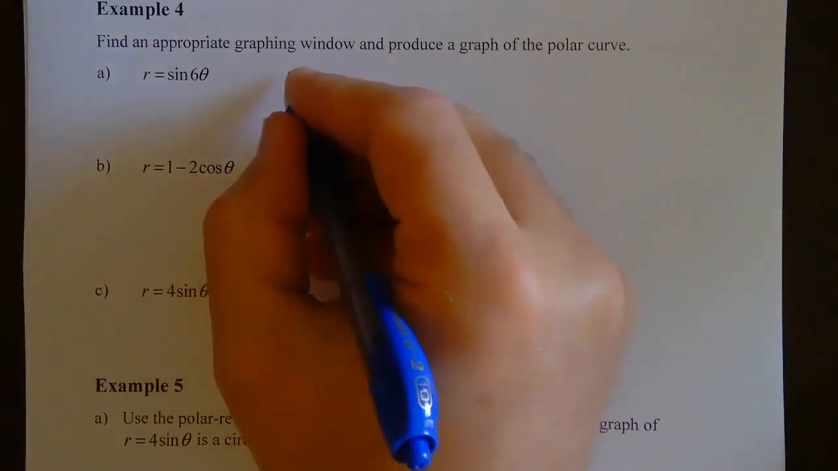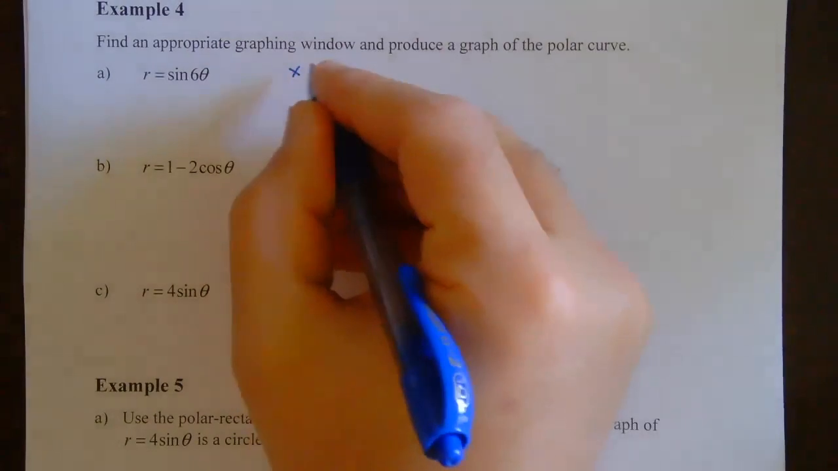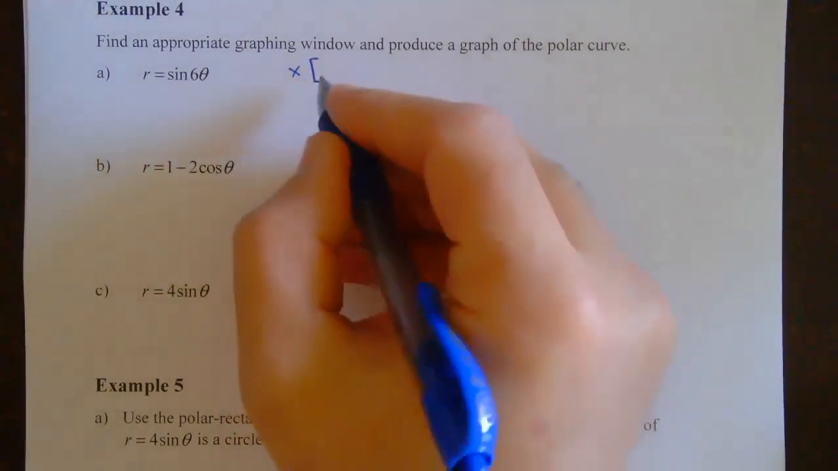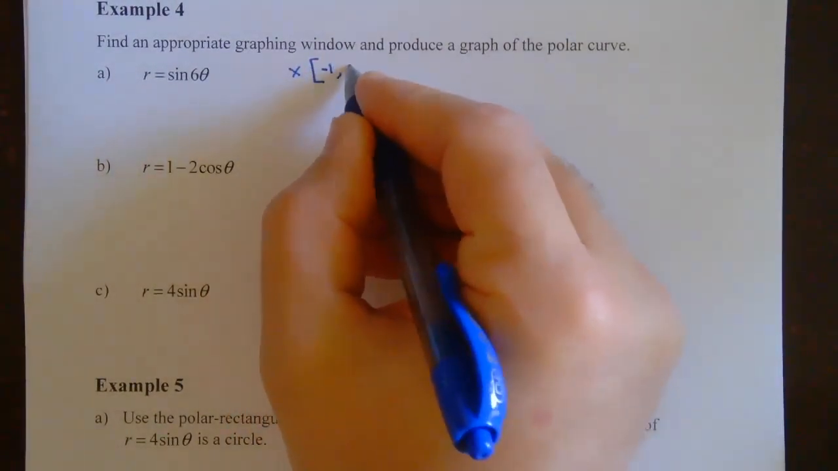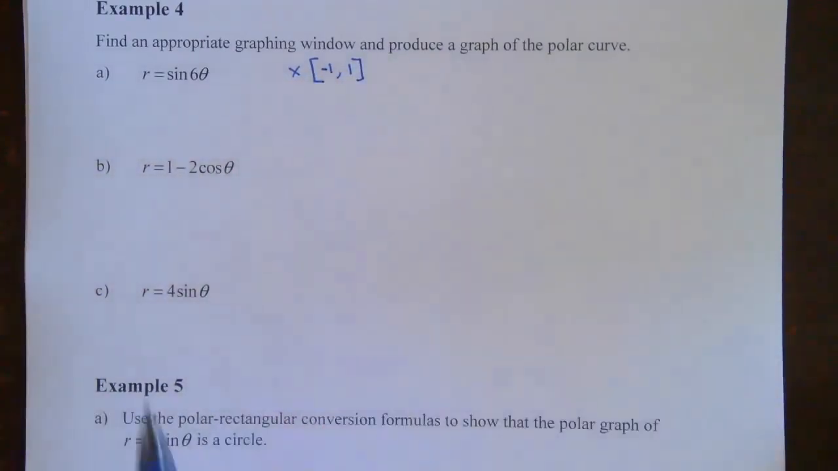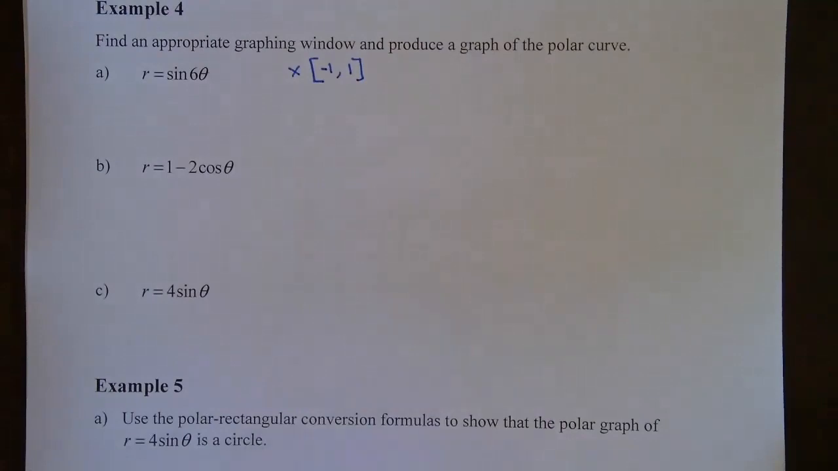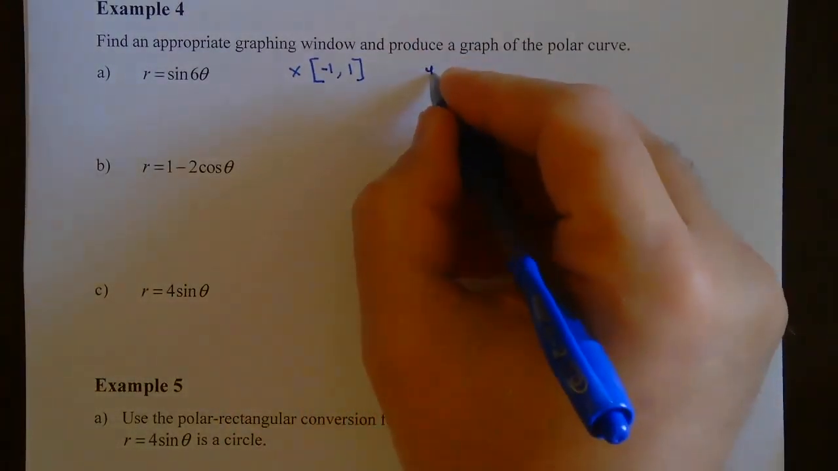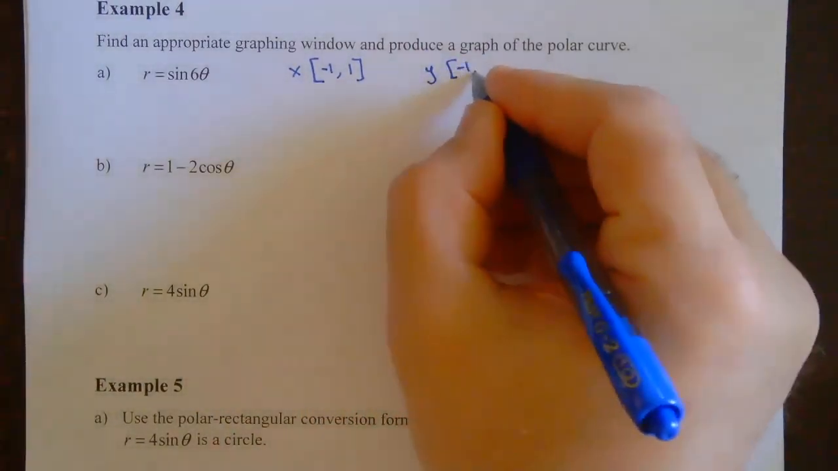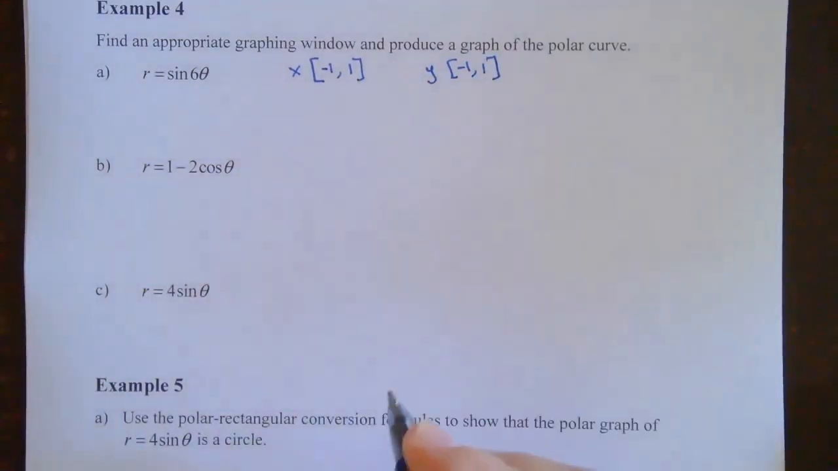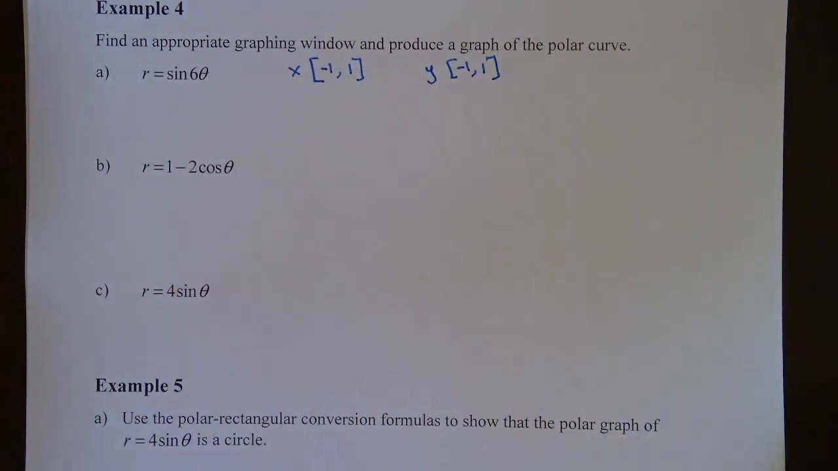So what we're going to do for our x's, we're going to set a window that's between -1 and 1. And because the radius is also between -1 and 1, the y's need to be the same thing. So we need to do a square window to really see an accurate graph of this. So our y is going to be also -1 to 1. I'm going to go through all of these first, and then we're going to look at the graphing calculator one by one.